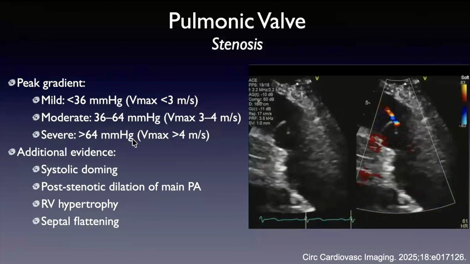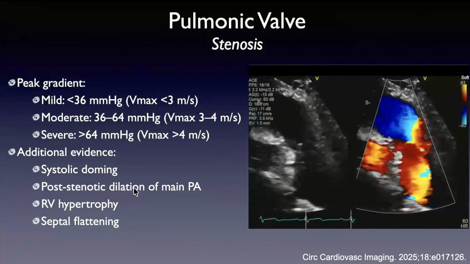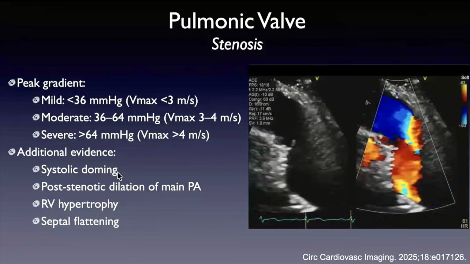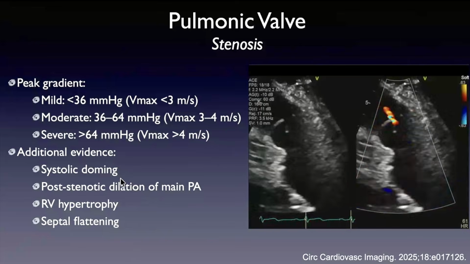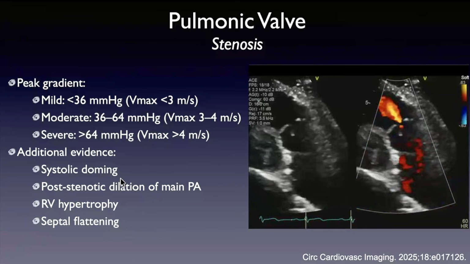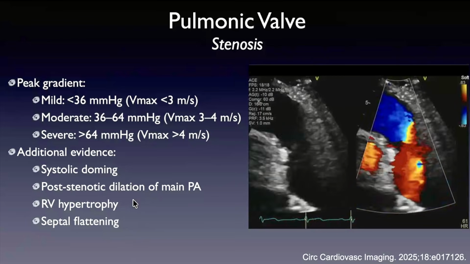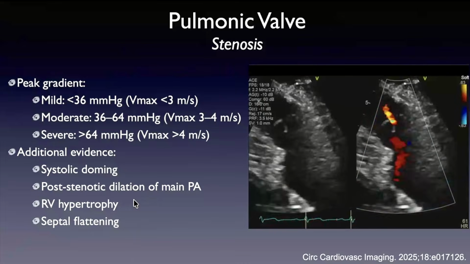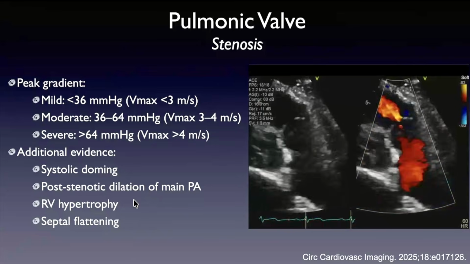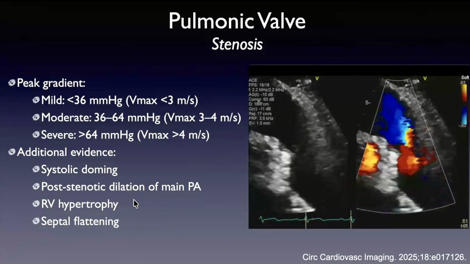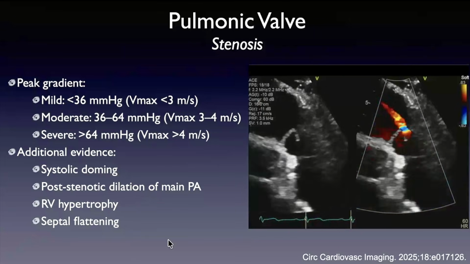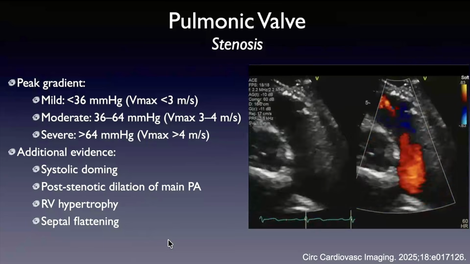But on top of the gradients, you also want to look at additional evidence for pulmonic valve stenosis. And for valvular particularly, obviously systolic doming of the pulmonary cusps is an important indicator of the degree of pulmonic stenosis, based on probably the most common etiology of pulmonic stenosis. You can see post-stenotic dilatation of the main PA. And with whatever degree of pulmonic stenosis, whether it's subvalvular, valvular, supravalvular, if it's severe, then you have the consequences with RV hypertrophy and septal flattening, that RV pressure overload septum that you see.